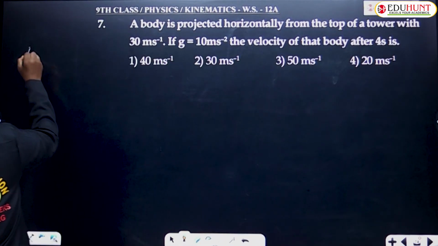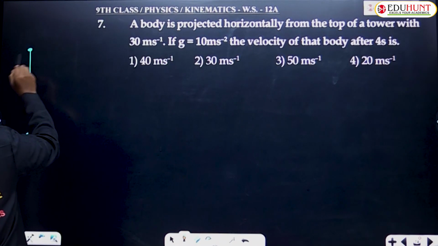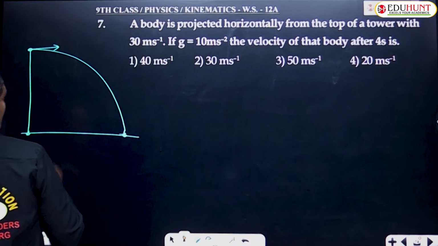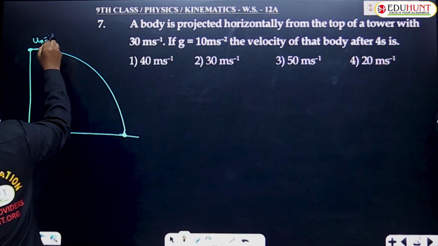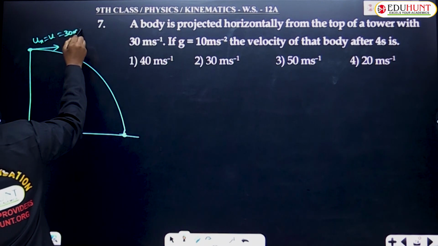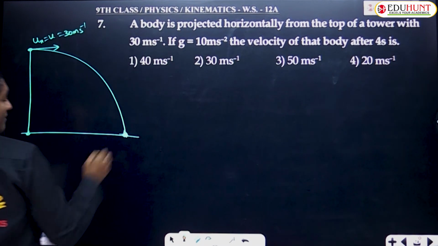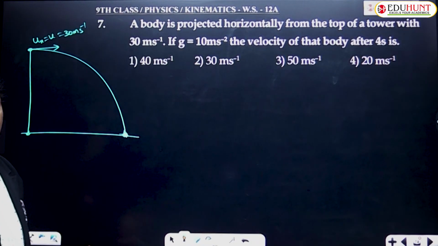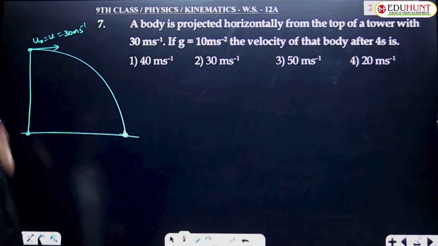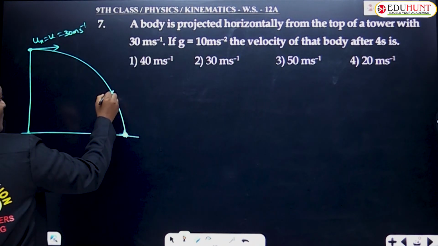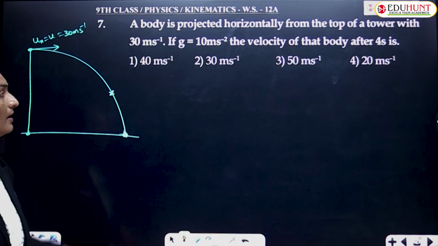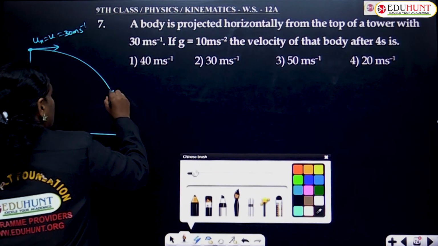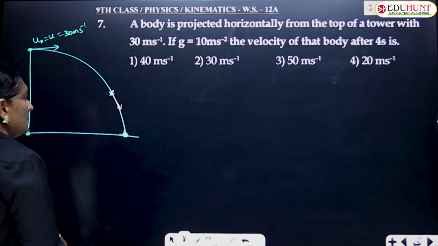So children, suppose a body is thrown from a certain tower, then it falls to the ground. This is your initial velocity, given as 30 meters per second, and here it might be the final velocity. But the body may take some time to reach the ground, maybe 6 seconds, maybe 10 seconds, unknown time. But when it travels for 4 seconds somewhere in its path, you are asked to find the velocity at that particular point.